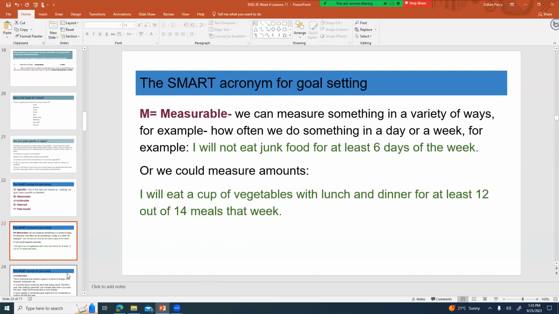Measurable. We can measure something in a variety of ways. For example, how often do we do something in a day or a week? For example, I will not eat junk food for at least 6 days of the week, but you're letting yourself have 1 day off. Or you could measure amounts, like I will eat a cup of vegetables with lunch and dinner for at least 12 out of 14 meals that week. So you're giving yourself something to measure to see whether you're meeting your goal or not, basically.